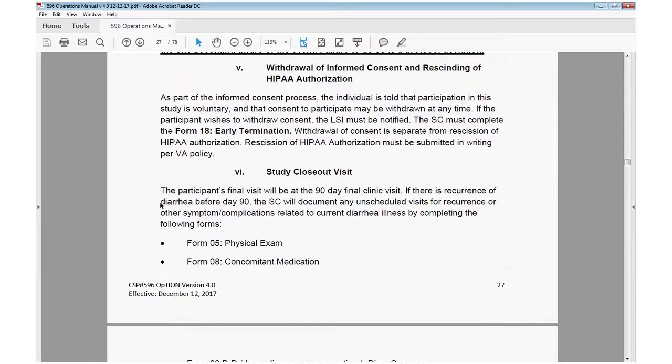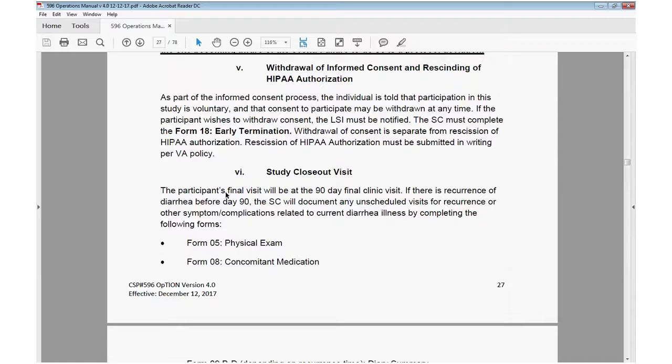As part of the informed consent process, an individual is told that participation in the study is voluntary and that consent to participate may be withdrawn at any time. If a participant wishes to withdraw consent, the LSI must be notified. The site coordinator must complete Form 11 or Form 18, early termination. Withdrawal of consent is separate from rescission of HIPAA authorization. Rescission of HIPAA authorization must be submitted in writing per VA policy.